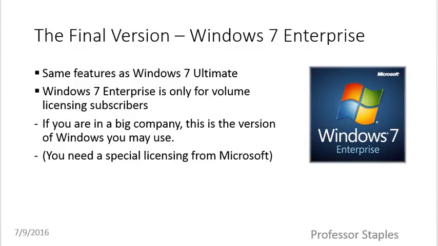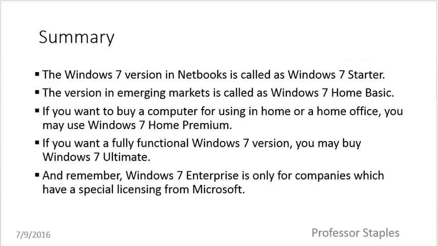However, if you need a fully functional operating system for Windows 7, you should use Windows 7 Ultimate. Enterprise has the same features as Windows 7 Ultimate, but if you are in a big company with special licensing from Microsoft, this may be the version you use.